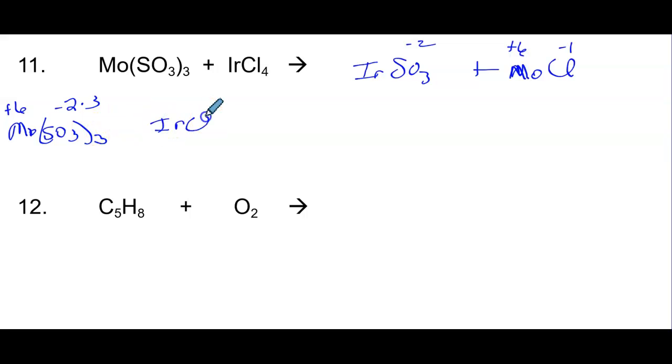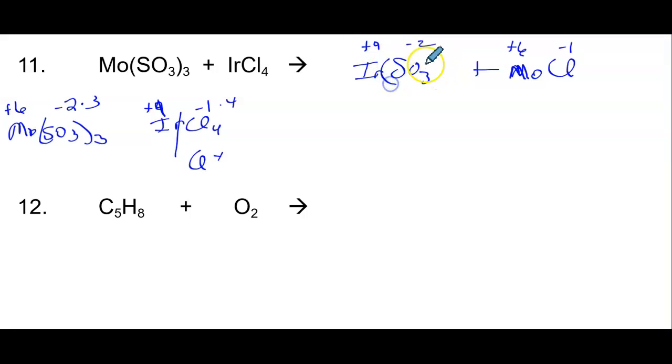We have IrCl4. We split it. We know Cl, as an ion, forms -1s. This is what it would look like. So there's a 4 here, that tells me I multiply by this 4. And this is a +4. There's a 1 here. And so therefore, I know this is +4.